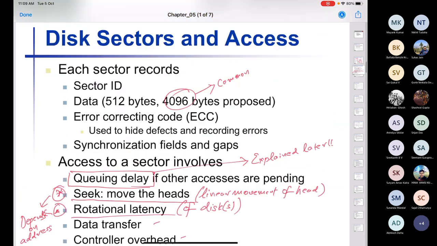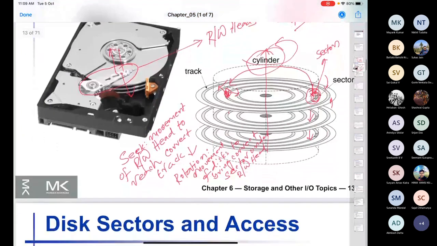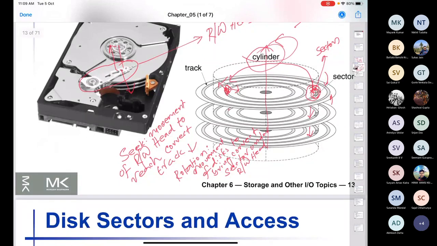Why? Because of a very simple reason. Suppose currently your read-write head is here. It has to start reading from this point. So it first makes a linear movement inside. Then the disk rotates and it comes here. How much linear movement it has to make inside is a degree of freedom. Depending on how much movement it has to make, the seek delay is variable. And then how much rotation has to be done, that also is variable.